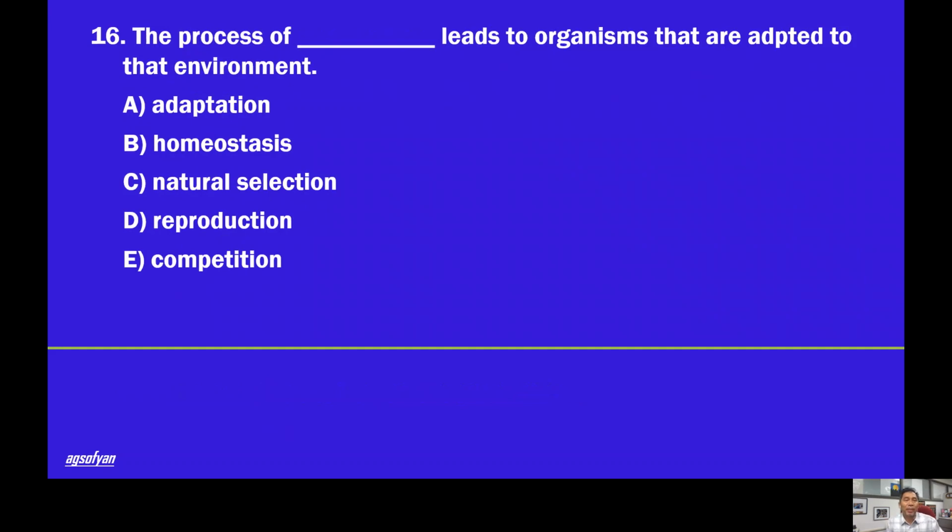Number 16, the process of blank leads to organisms that are adapted to that environment. A. Adaptation, B. Homeostasis, C. Natural selection, D. Reproduction, E. Competition. Choose your answer. Yes, this is natural selection. The process of natural selection leads to organisms that are adapted to that environment.